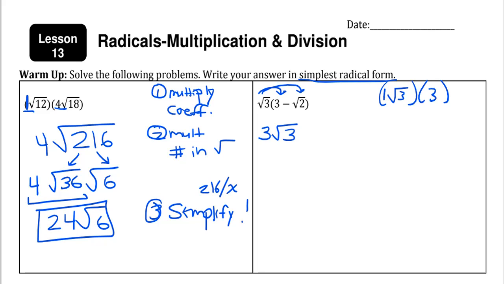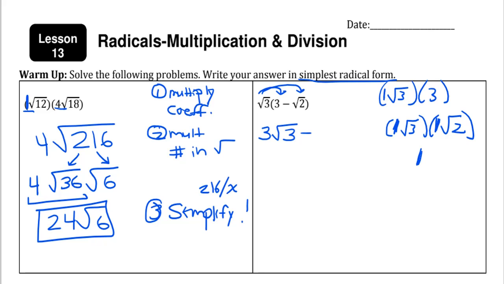Okay. I'm going to do the same thing. I'm going to rewrite the problem over here for my second arrow. I'm going to keep that minus sign in here. And so we're talking about radical 3 times radical 2. First step is to multiply the coefficients. There's a 1 here. There's a 1 here. So my answer will have a 1 as a coefficient.